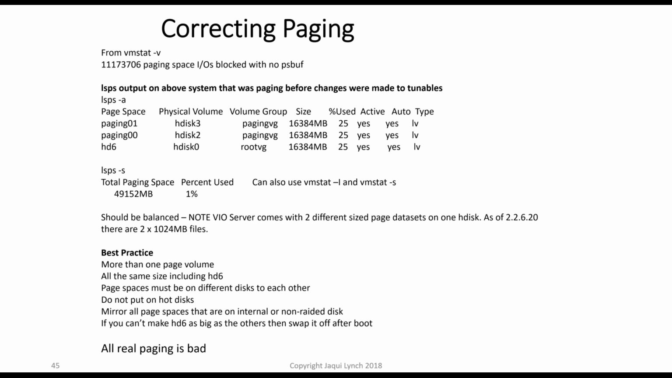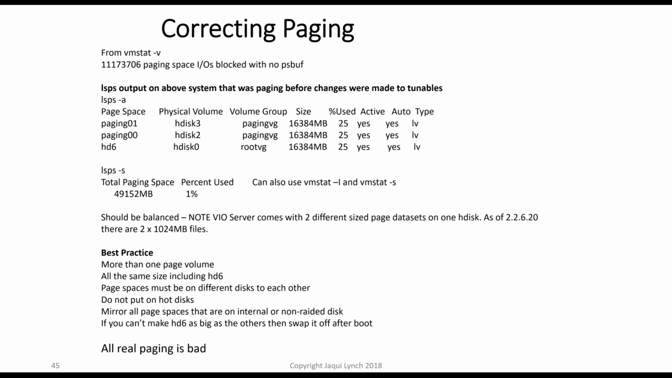When the VIO server is delivered and you install it, you get 2 page spaces, HD6 and paging00. Prior to 2.2.6.20, HD6 was, I forget which way around it was, 512 meg and paging00 was 1 gig. After 2.2.6.20, you now get 2 1 gig files. And the reason this is bad is because, particularly with the VIO servers, you're typically booting from internal disks. So if I have 2 page spaces and I'm actually paging, there's a good chance those page spaces are at opposite ends of the disk, and now my actuator is moving like crazy.